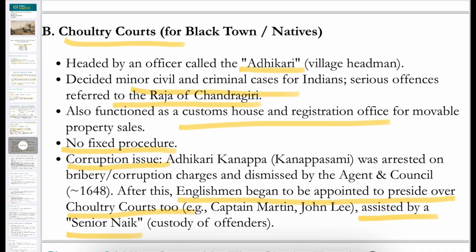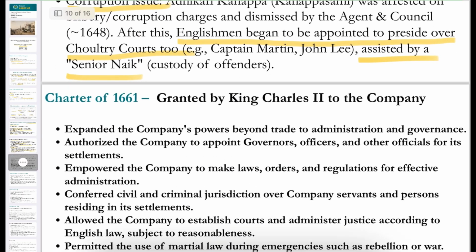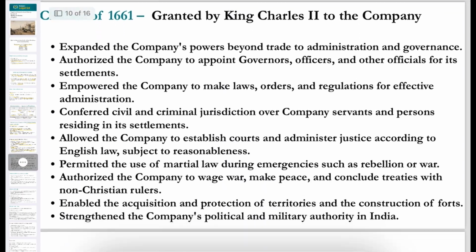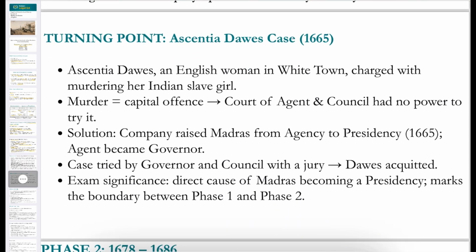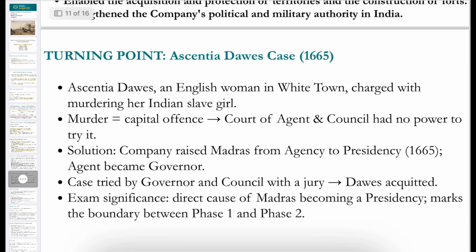One very important case in this phase is the case of Essentia Dawes. It's a critical case, so you have to pay attention. Essentia Dawes was an English woman who lived in the White Town, and she was charged with murdering her Indian slave girl. Murder is a capital offense, and if you remember, the Court of Agent and Council did not have the power to try capital offenses.